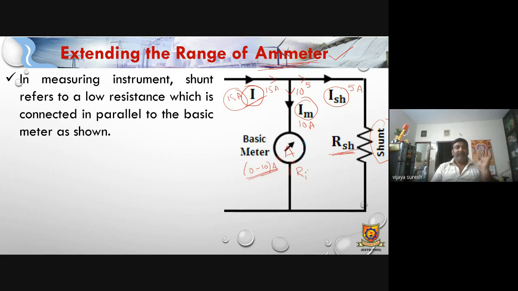Now, tell me the answer to the question. Ri and RSH, which should be more? Shunt resistance or internal resistance of the meter? Tell me in the chat box.